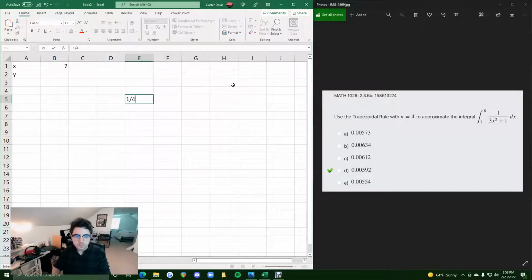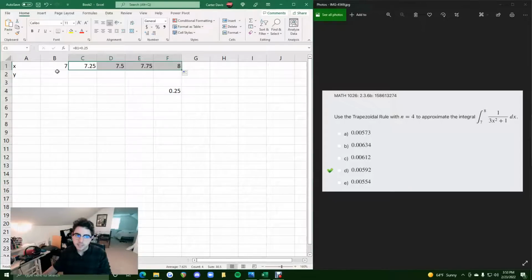So 1/4 will be our, let's try that again, equals 1 divided by 4. So 0.25 will be the width of each trapezoid here. So we will do equals B1 plus 0.25 to get 7.25, and we click and drag this until we have 8. So 7 to 8 split up into 4 subintervals.